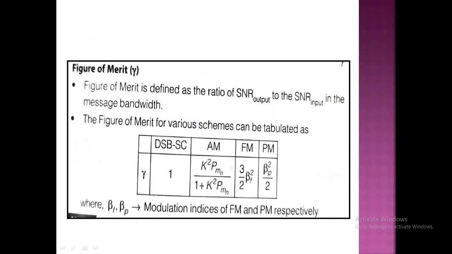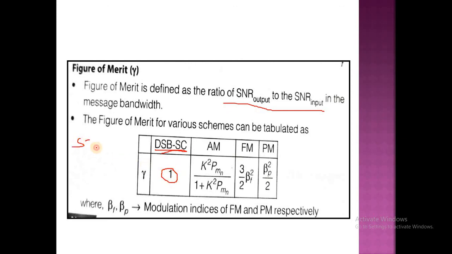And next one, figure of merit. It is necessary to remember the formulas in case of different modulation schemes in order to solve the problems quickly, right? And I had already discussed it. What is figure of merit? Figure of merit is defined as the ratio of SNR output to the signal to noise ratio input. Figure of merit for the DSB-SC, double sideband suppressed carrier, is 1.